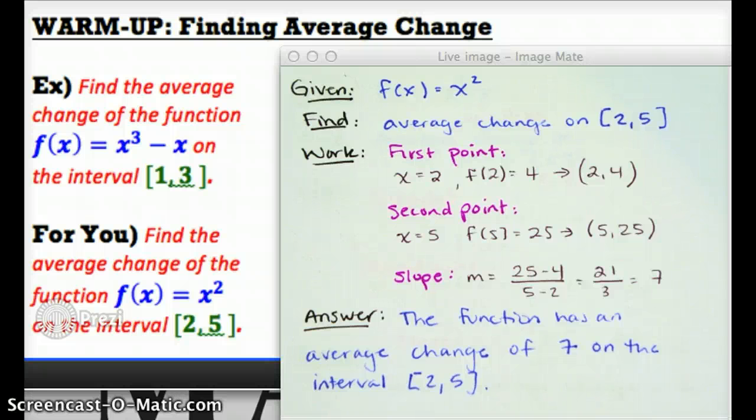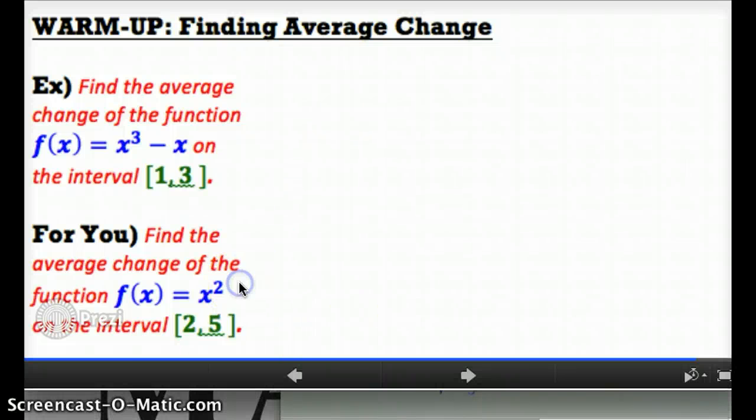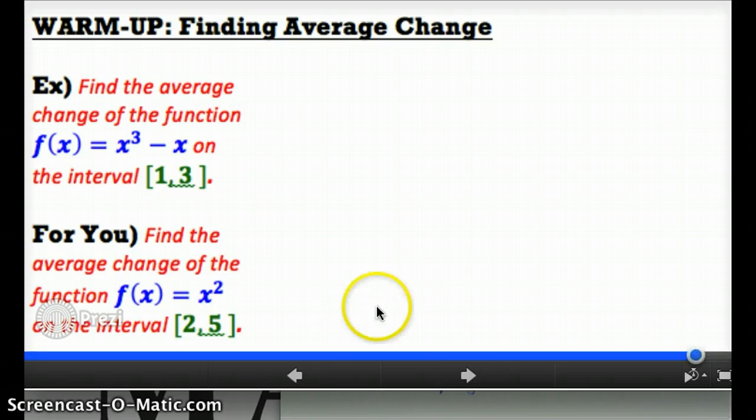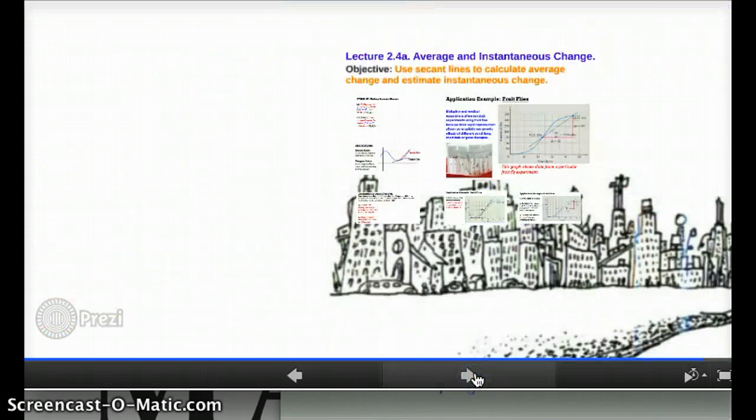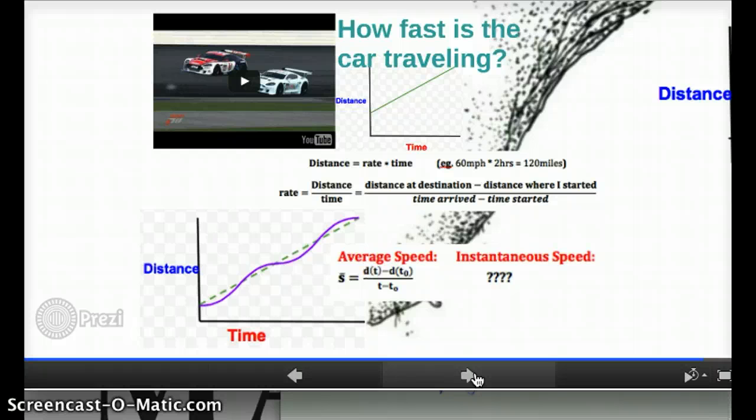And now that you're solid with that, let's talk more about calculus. So this whole idea of average change, we came up with this originally because we were talking about speed. We were talking about race cars, actually. We wanted to know how fast this race car was going. And initially, we thought, well, that's easy. Let's just calculate the slope of the distance time graph.